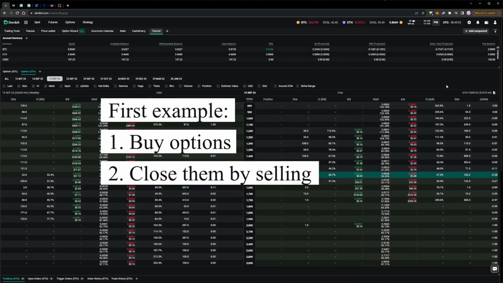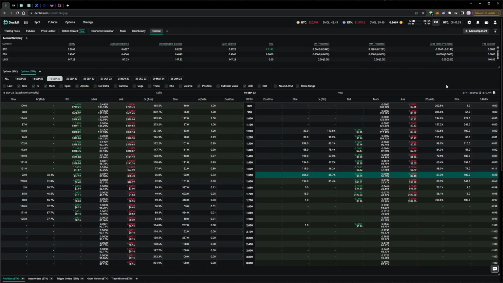For this first example, we initially bought options and then closed them by selling them. However, we can do this the other way around if we prefer, by selling an option first, then closing it by buying it back, or letting it expire. It's worth mentioning now that being naked short options with no hedge is considerably more risky than being long options.